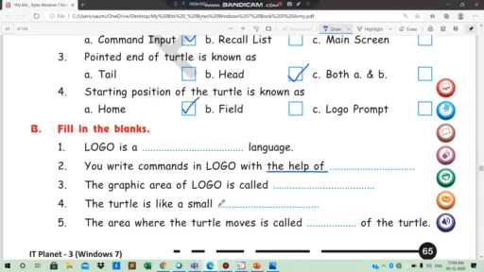The turtle is like a small triangle. Turtle क्या होता है? Turtle is just like a small triangle.